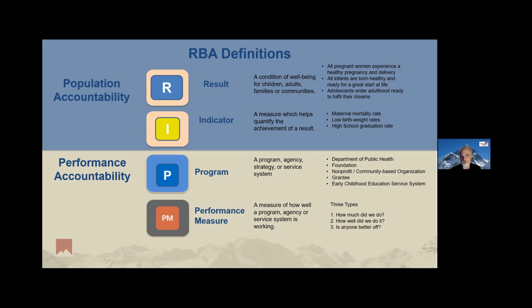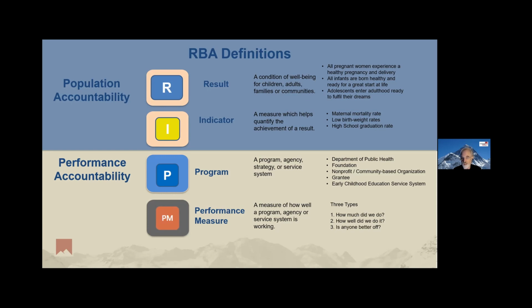So for example, all pregnant women experience a healthy pregnancy and delivery is an example of a result. And then the data that tells us how well we're doing in relation to that result is an indicator. We call population level data indicator data. There's a measure which helps quantify the achievement again. So maternal mortality rate.